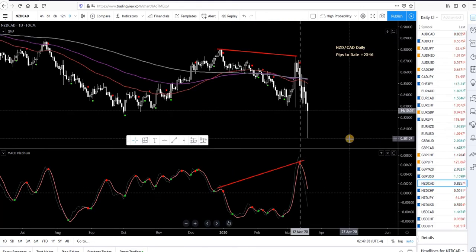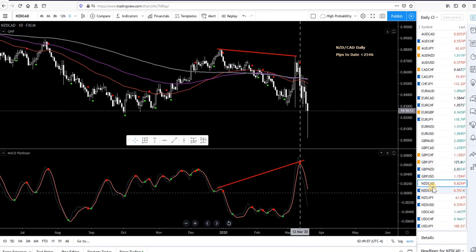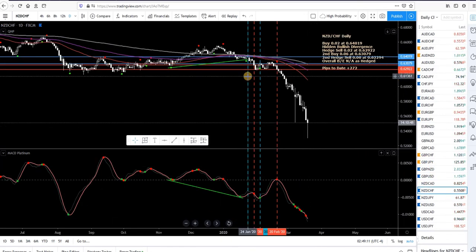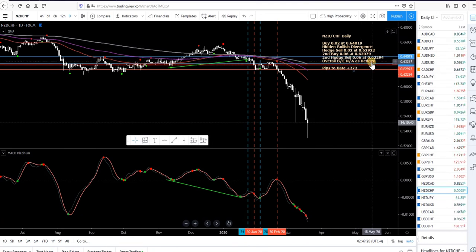New Zealand CAD, nothing doing, another good spike down. I'd like to see this thing might be reversing. New Zealand Swiss, 2 buys, 2 sells. So buy, hedge sell, second buy, second hedge sell. Overall hedged, looking for a buy now to bring back up and clear out these 4 trades.